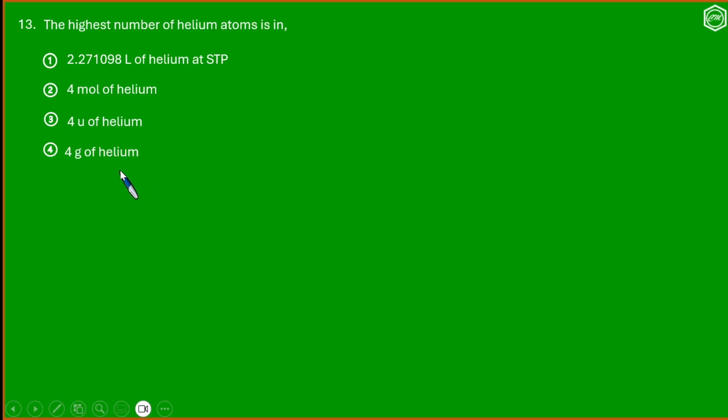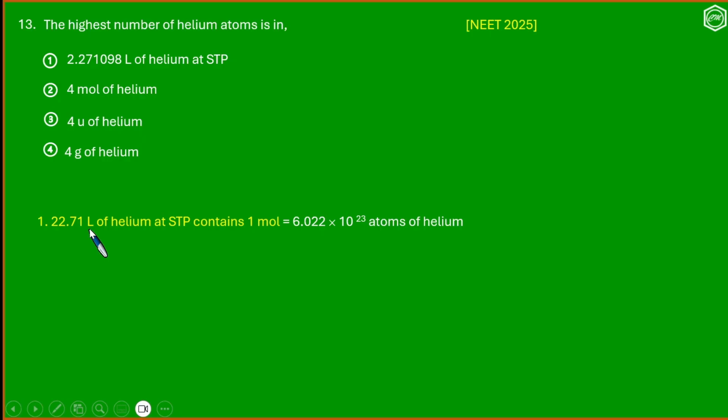Question 13. The highest number of helium atoms is in: 1. 2.271098 liter of helium at STP, 2. 4 mole of helium, 3. 4 atomic mass unit of helium, 4. 4 gram of helium. So we have to calculate numerically the number of atoms in each case. Option 1. We know 22.71 liter of helium at STP contains 1 mole, that is 6.022 into 10 raised to 23 atoms of helium.